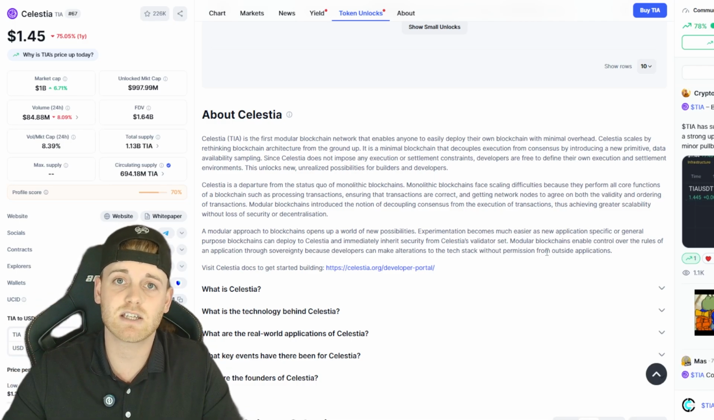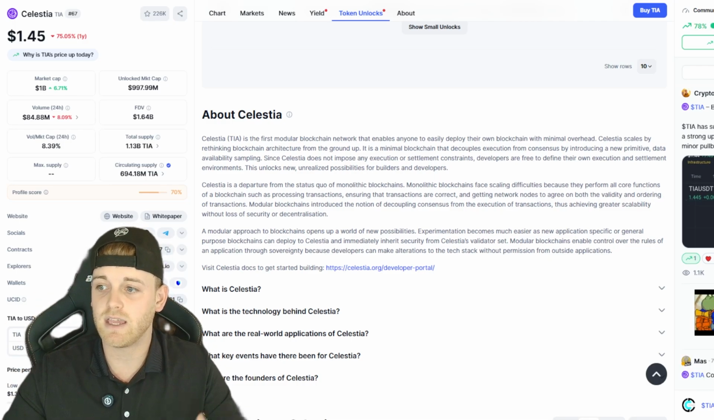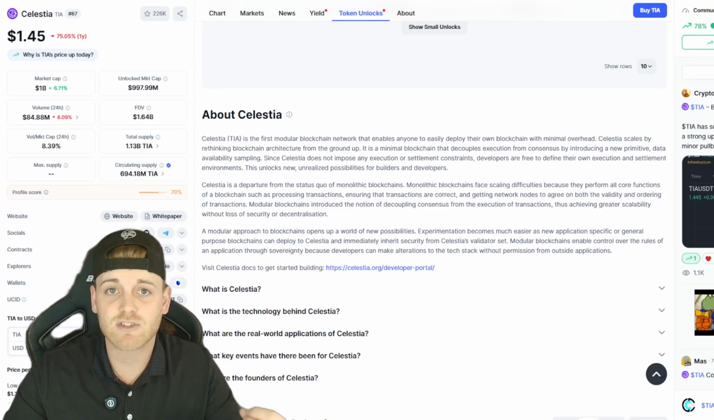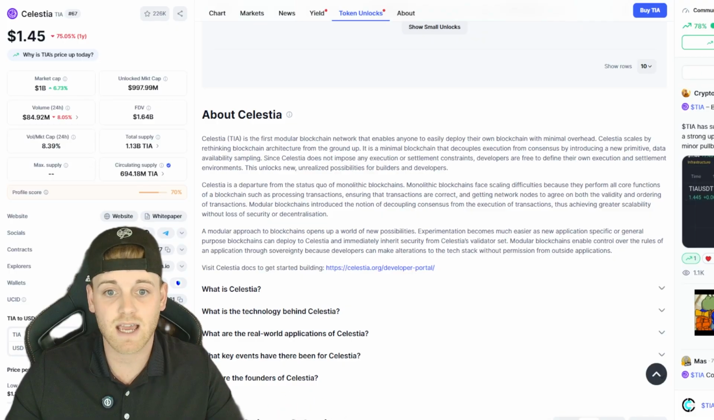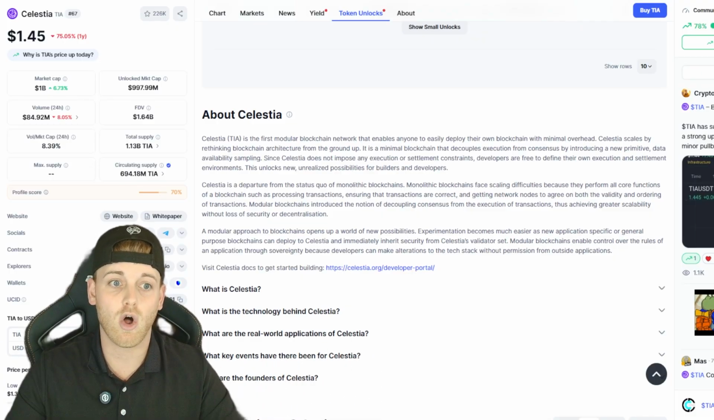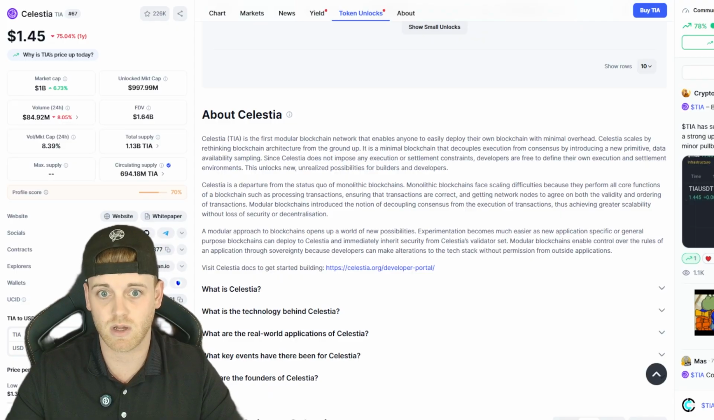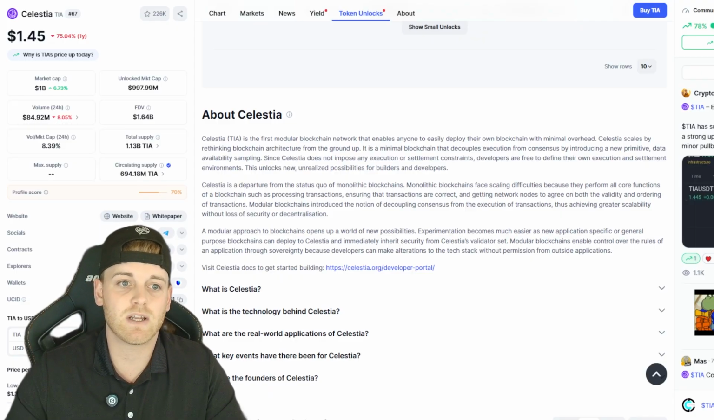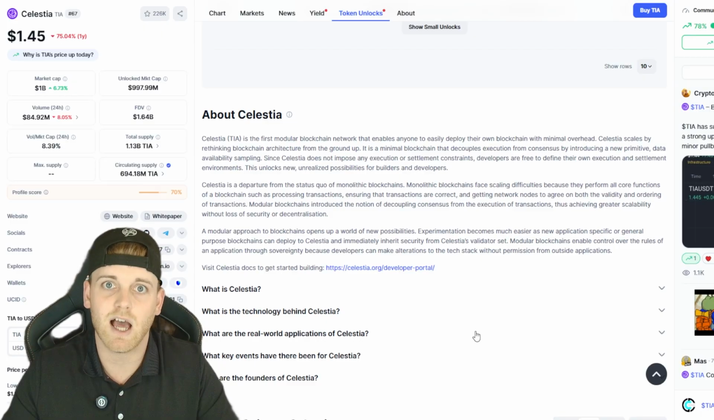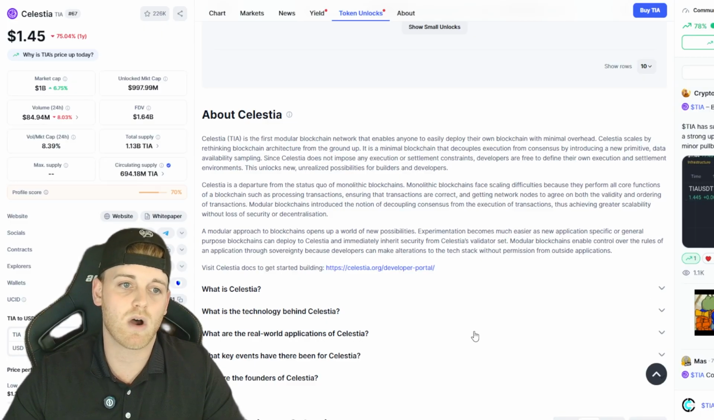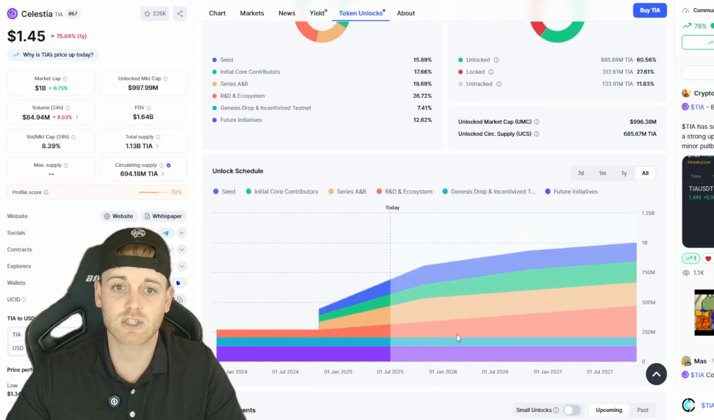TIA essentially handles the data and the security of the chain itself, and then other devs and other blockchains can build their own blockchain on the TIA layer 1 system. It's very different in terms of technology compared to quite static normal layer 1s, and that is why TIA has gained a lot of traction recently.